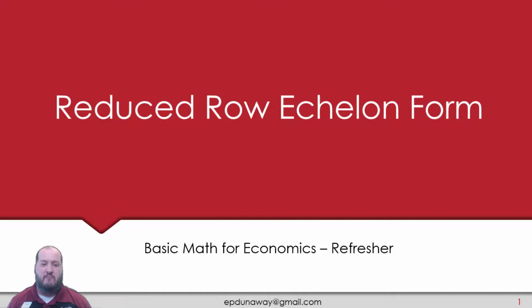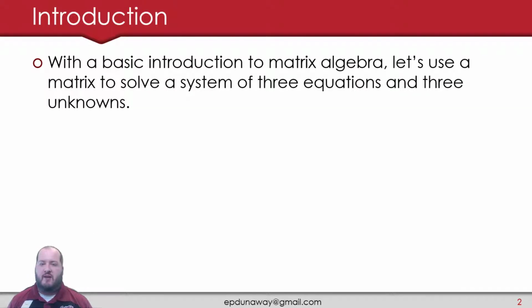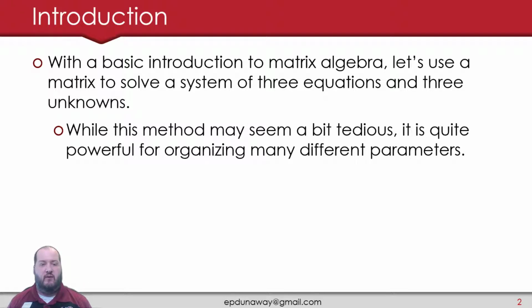So in fact, let's just jump in. We call this reduced row echelon form, which is how we're going to manipulate a matrix in order to get a solution to a system of equations. I want to use our matrix techniques to solve a system of 3 equations and 3 unknowns in this video. So this might seem a bit tedious.